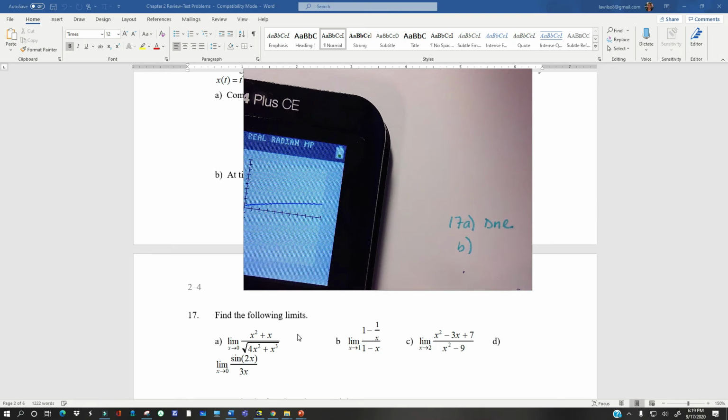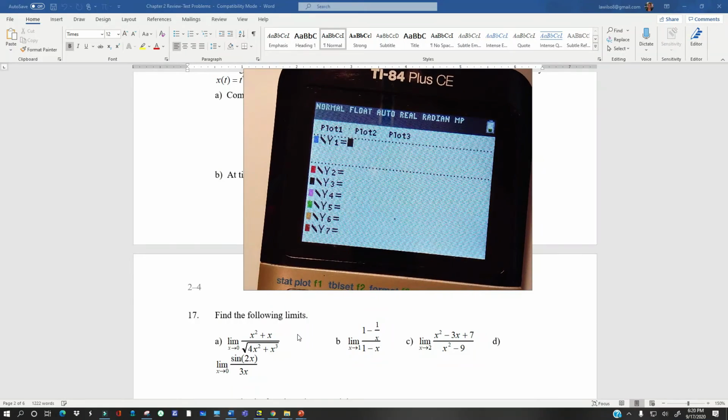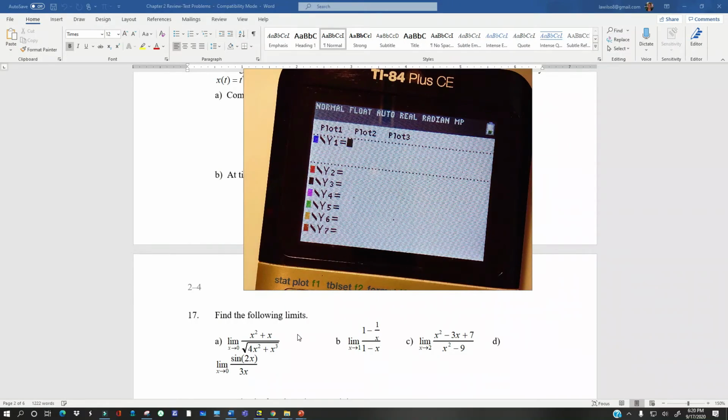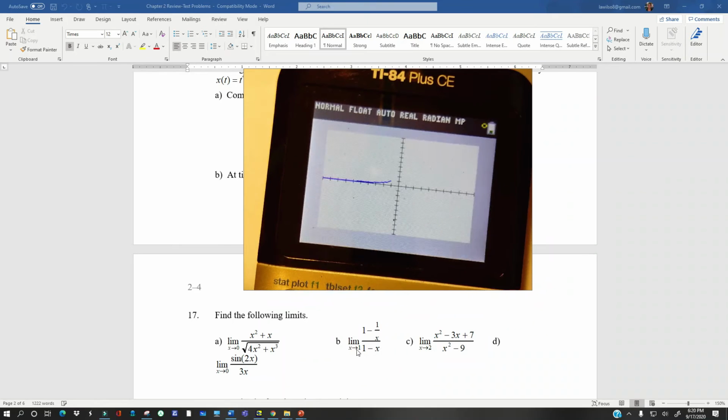In 17b, I need to put that function in, and I'm going to show you how I enter it. So in B, I've got my parentheses for my numerator. I have 1 minus parenthesis 1 divided by x, close the parenthesis, and close the parenthesis again. I've got outermost parentheses, and then I'm putting 1 over x in its own parentheses, divided by parenthesis 1 minus x. Okay? And I'm going to hit the graph key, and we want to find the limit as x approaches 1 on this graph.